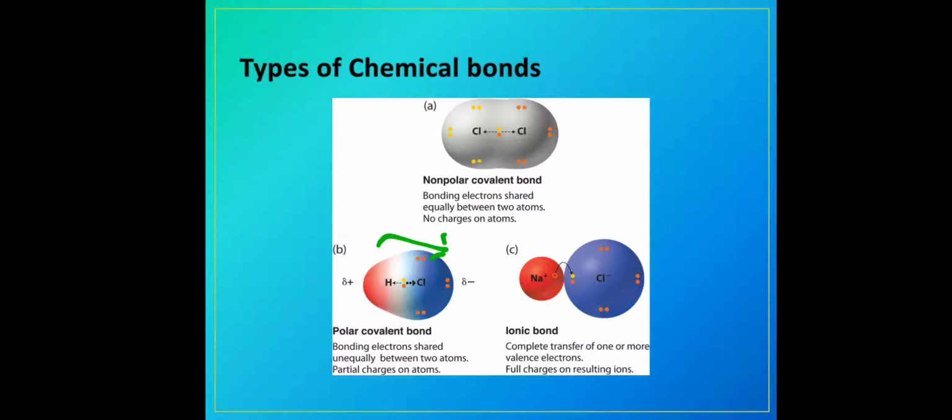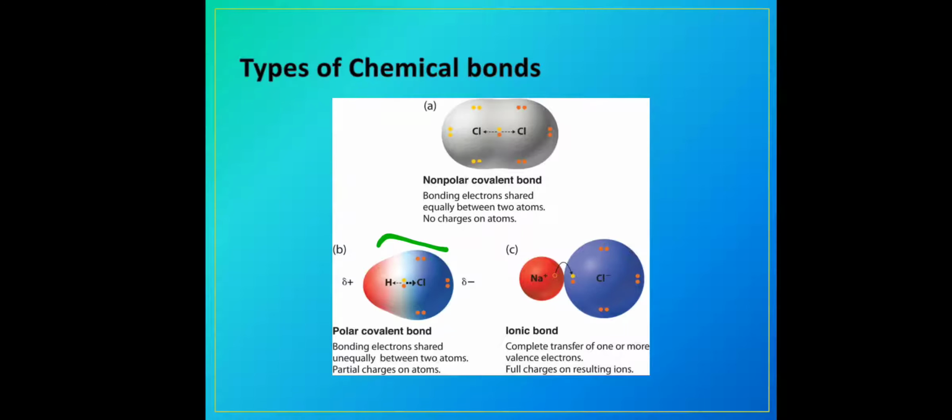When the bonding electrons are shared equally between the two atoms, there is an equal distribution of pull. So the shared electrons will be placed in an equal space. It will not be more towards any one atom side. It is spaced at equal distance from both the nuclei. But in the case of HCl, the electrons are pulled towards the chlorine side, and that's why it is called polar.